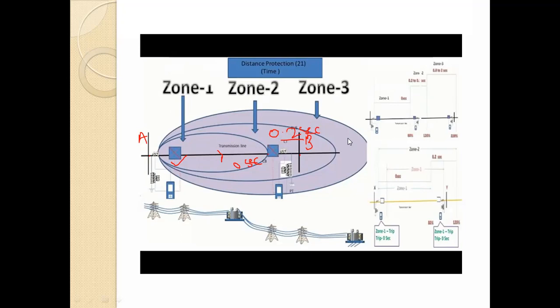The time is also more. In zone 1, your relay will operate instantaneously. In zone 2, your relay will operate after some time, and in zone 3 that timing is increased. Suppose in zone 2 your relay is operating at 0.2 seconds, then in zone 3 your relay will operate at 0.4 seconds. That will be the starting time, or operating time, of the relay. So these are the zones of protection, and these are important.